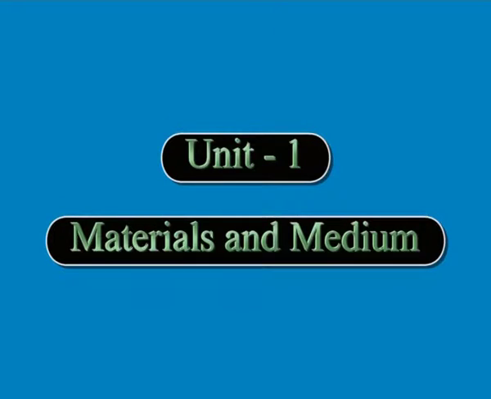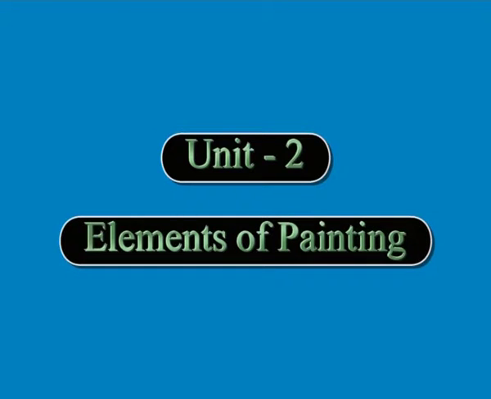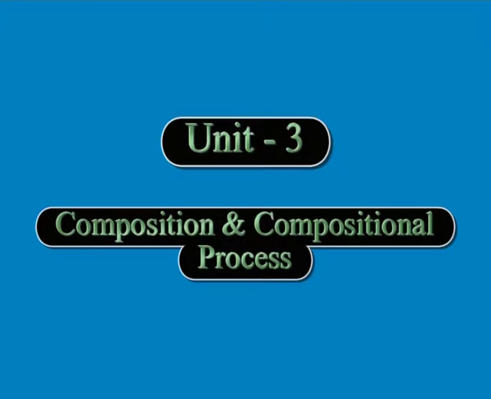This subject has been divided into 5 units. In the first unit, we will learn about materials and medium used for still life painting. In the second, we will learn the different elements of painting. In the third, we will study the principle of composition and the compositional process.